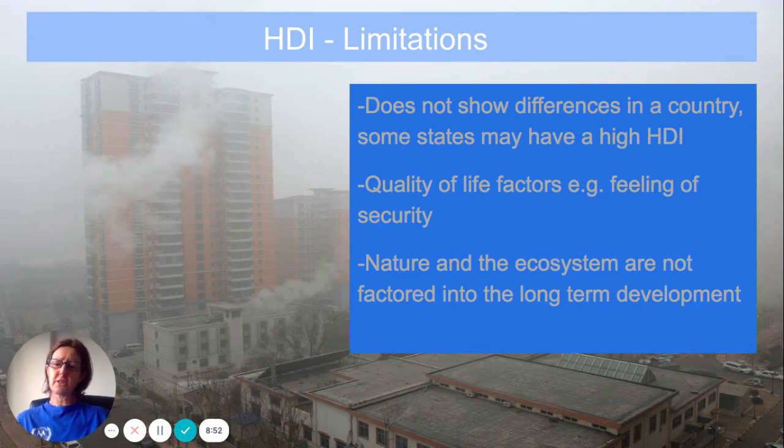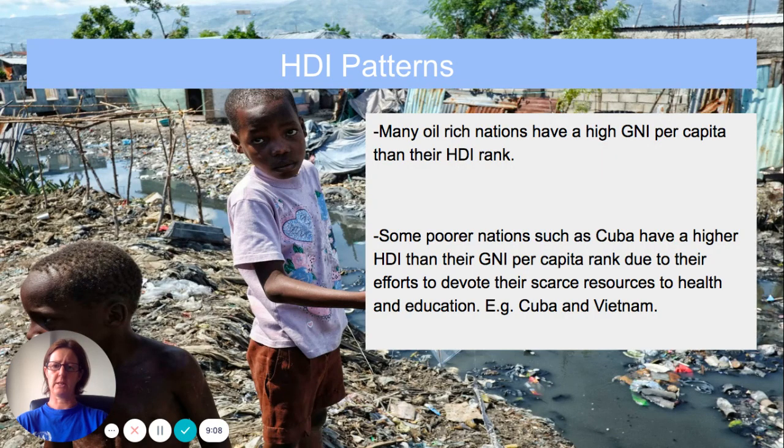Things like the feeling of security, how do I quantify that? That's quite difficult, all right? As I mentioned previously, looking at air pollution, things like water pollution, what about nature and our ecosystems? They really are important to our long-term development, but they're not there as well, all right?